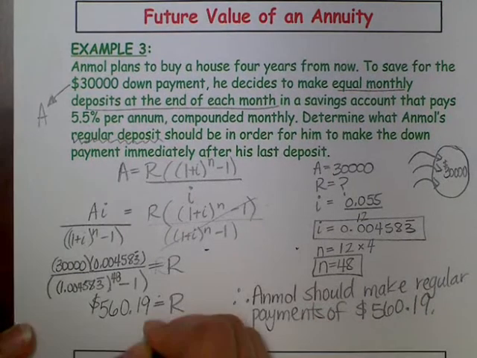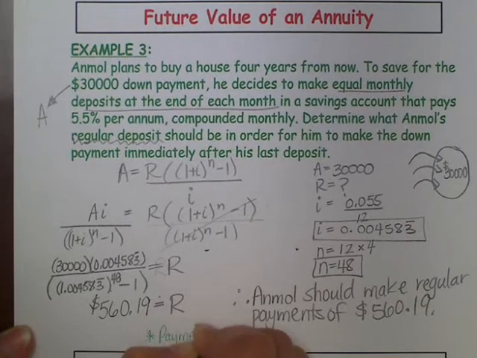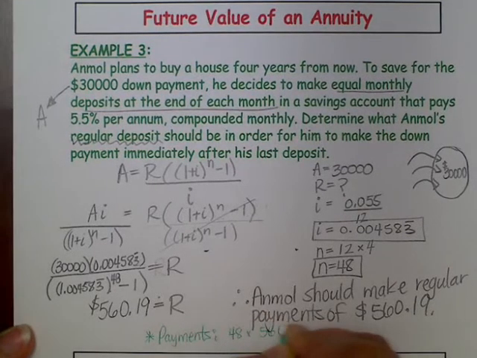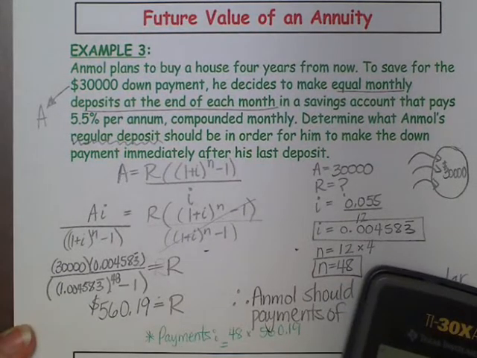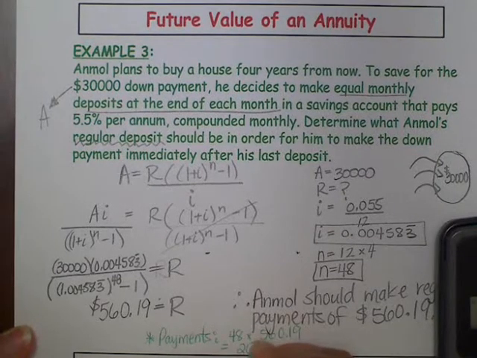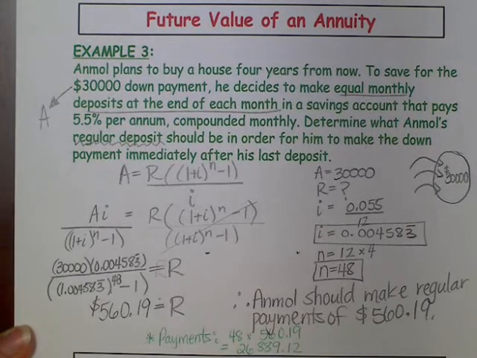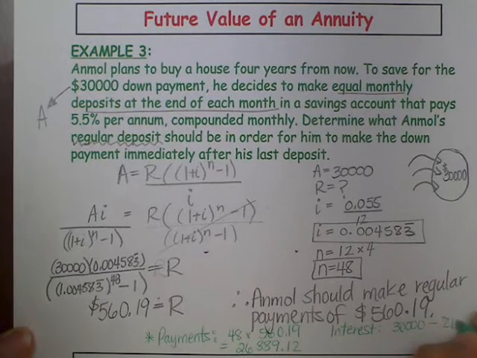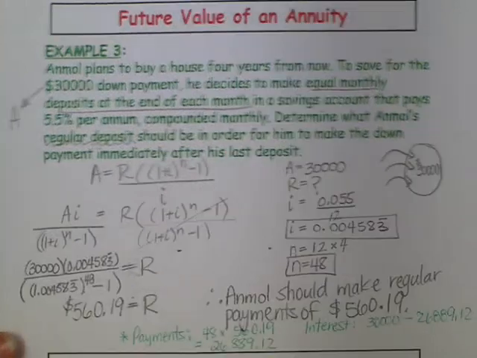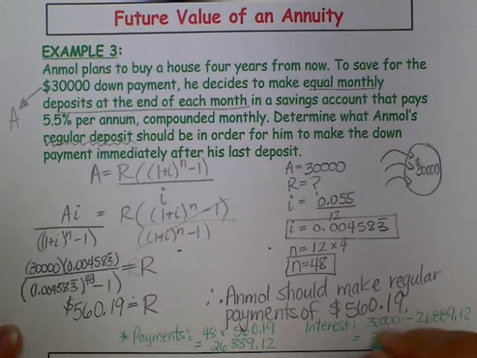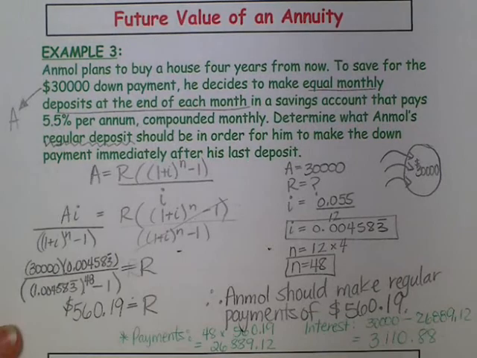So if we're trying to figure out how much interest he's actually earning, in terms of his payments, he's making 48 payments of $560.19. So if we figure out what that is on the calculator, he's actually only putting in $26,889.12. The amount of interest he would be earning would be the difference between $30,000, which is his accumulated amount, and the amount of money he's actually put into the account. And so the amount of interest he's earning in this account over the span of those 4 years is $3,110.88, which is not so bad.